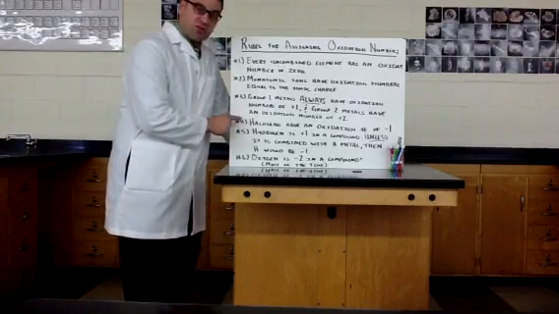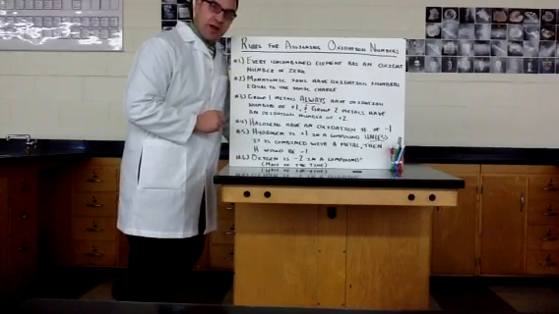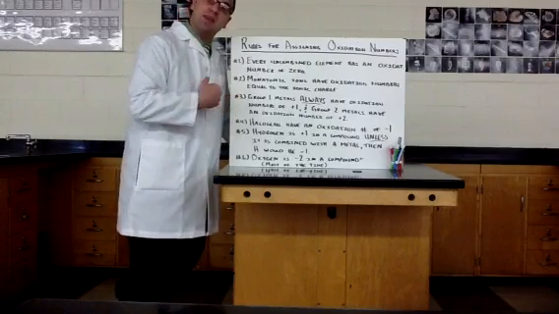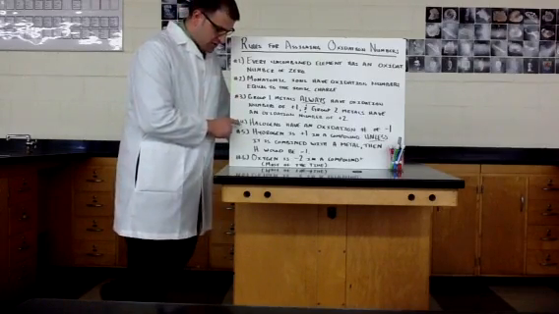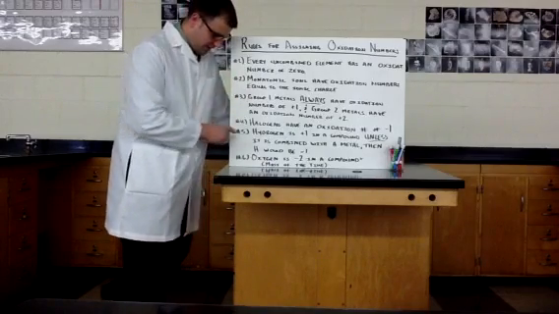Rule number 4, halogens. A little refresher, halogens are located in group 17 of the periodic table. Halogens, they have 7 valence electrons. They want to take in 1 valence electron. So halogens have an oxidation number of -1 because they want to take in 1 valence electron.